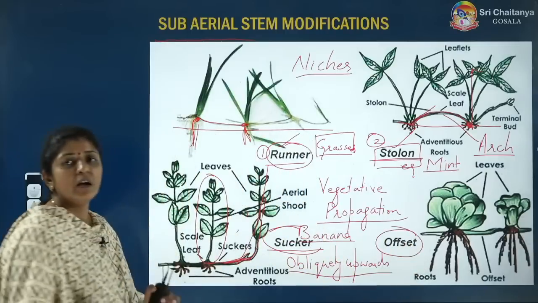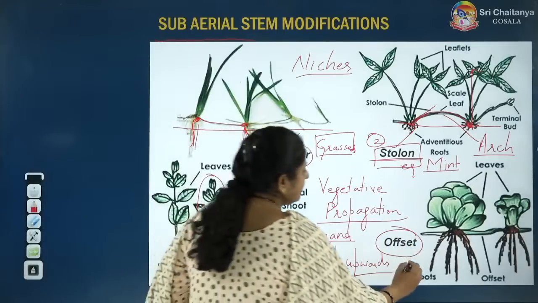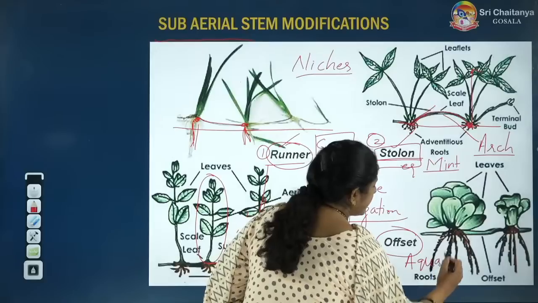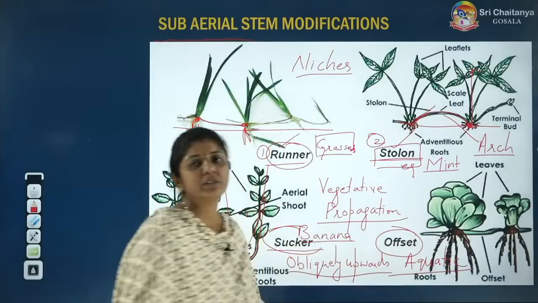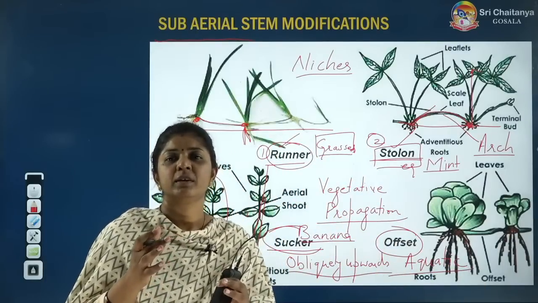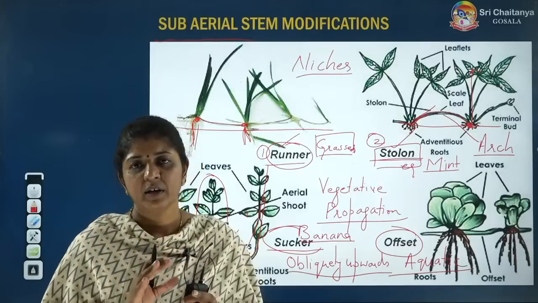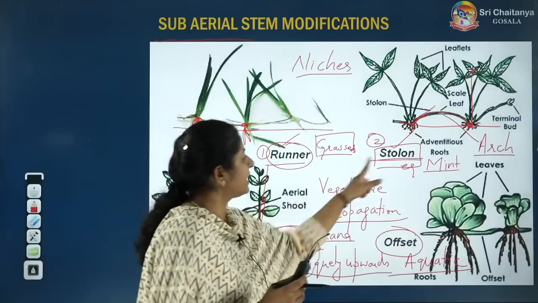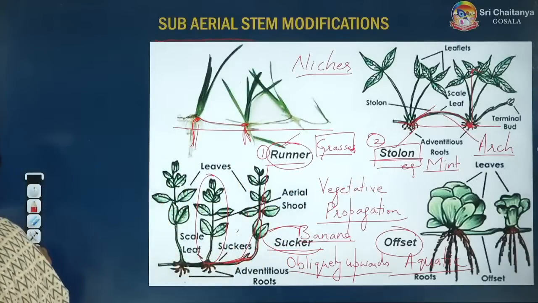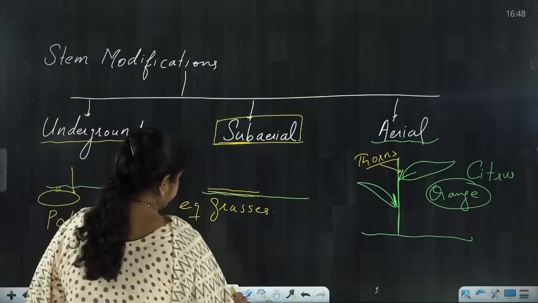Offsets. Offsets are in the aquatic plants. These are in which type of plant? Aquatic. Aquatic means living in water, right? I will write here. Let me write.